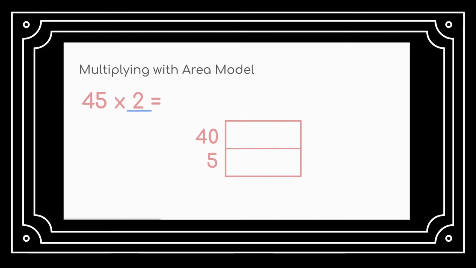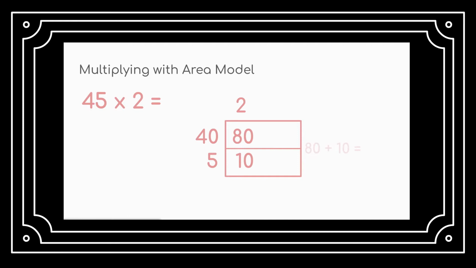Next, we look at the other number and it is only 2, so I label the other side of the rectangle with a 2. I'm now going to multiply the numbers and find the area of the rectangles. Let's multiply 40 times 2 and we'll write the answer here. 40 times 2 equals 80. Let's do that again and focus on multiplying 5 times 2 and write the answer here. 5 times 2 equals 10.